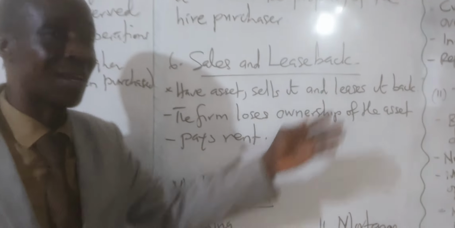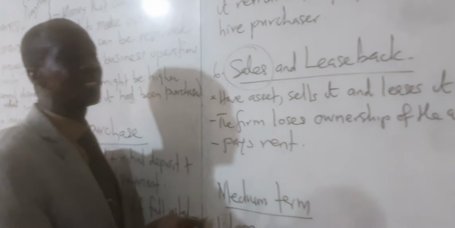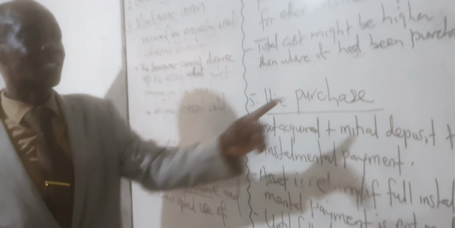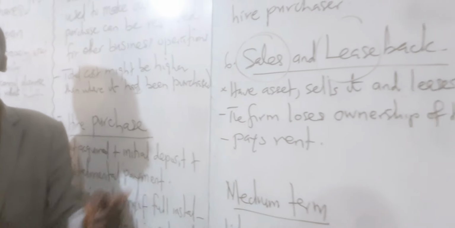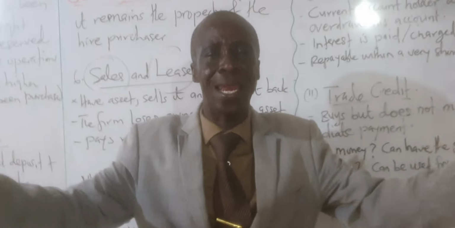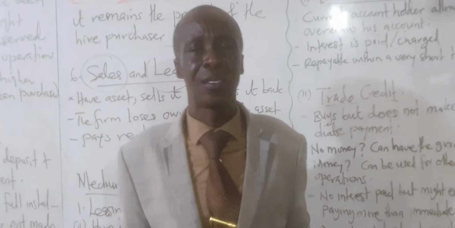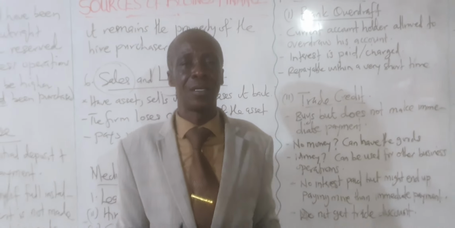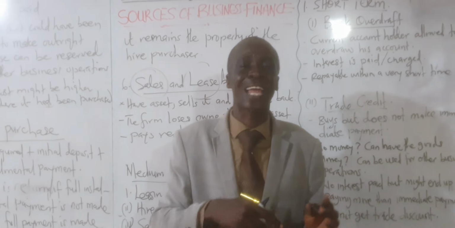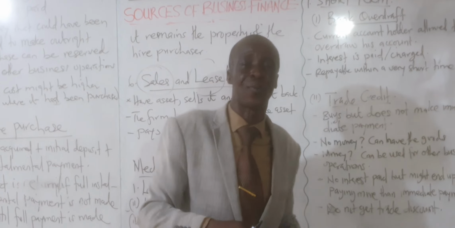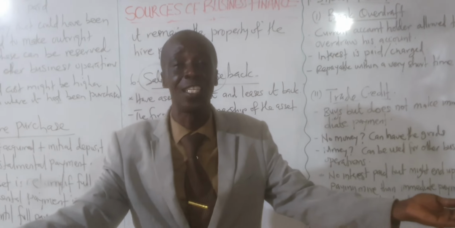Sales and leaseback. What is sales and leaseback? Now, it's very simple. We know what is sales, we know what is lease, because we have done leasing. So when do you use it? You are a company, you have an asset, a building, a machine, but you need money for something. Then you say, why don't I sell this asset, and then after selling it, I will lease it from the person. That's all sales and leaseback is.